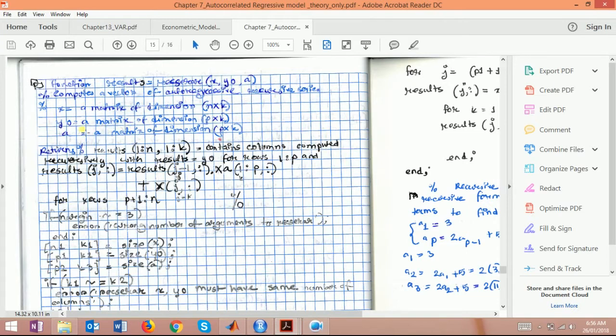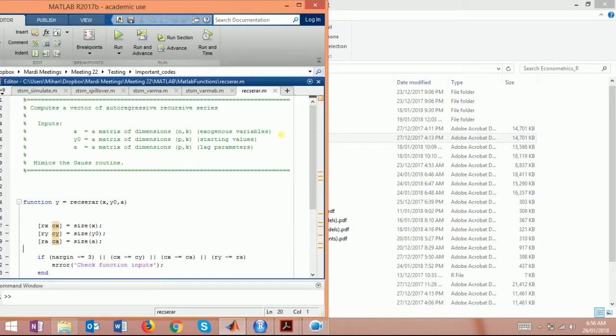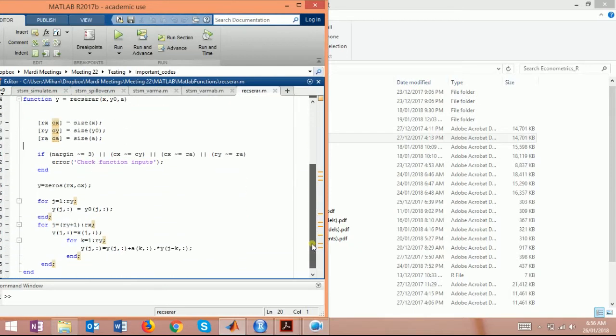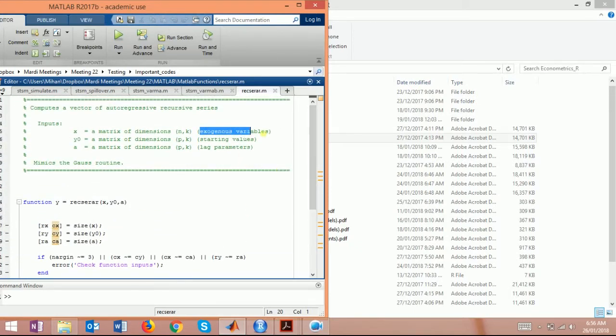Y naught is the initialization, the initial y, the dependent variable, with rows coming from the autoregressive parameter, so the initial phi values. x is the initial values of x, and a is the autoregressive parameter. So that is rexerr: the exogenous variable, starting values, and lag parameters.